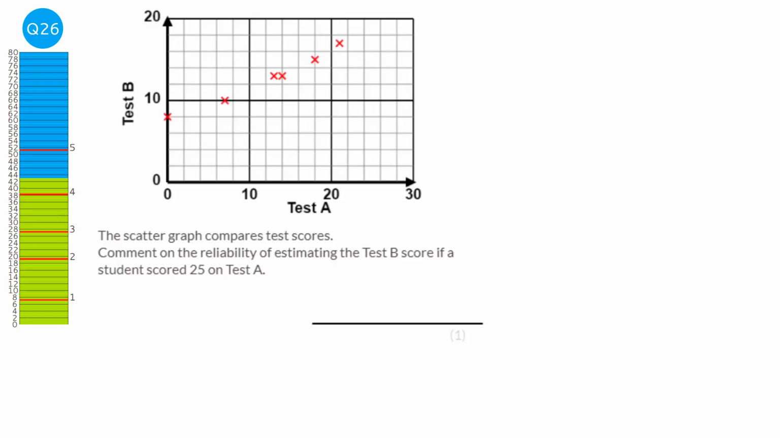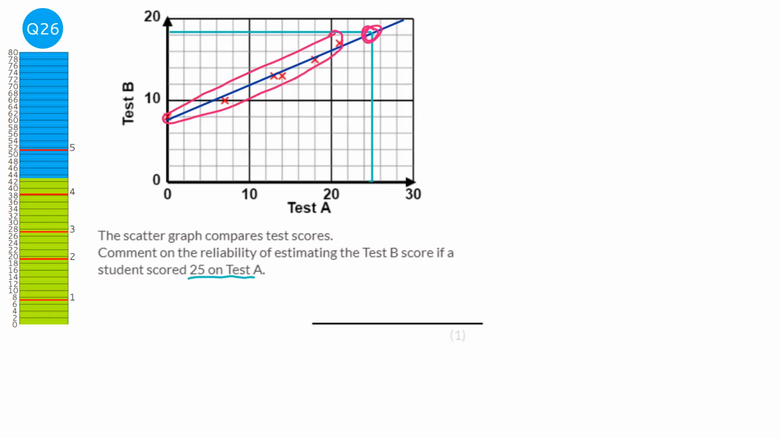So to make estimates from a scatter graph, we've got to first of all draw a line of best fit, which would be something like this. And what we'll do is to find an estimate of test score B, given the fact they got 25 on test A, means that we would draw a line up from test A at 25. Should be here, and then across. And that's how we'd make the estimate. But look at where that is hitting our line of best fit. It's hitting it here. What do you notice about this position here? Well, all of our data is down here.